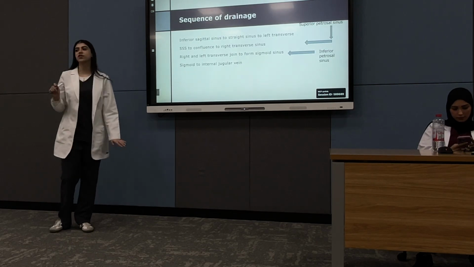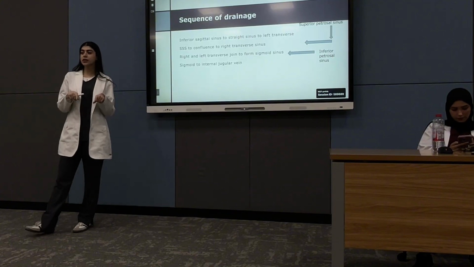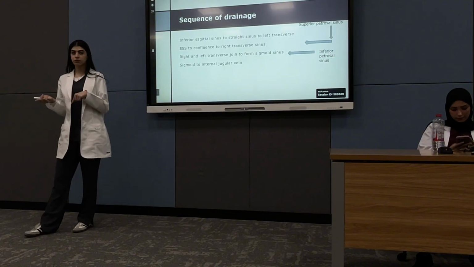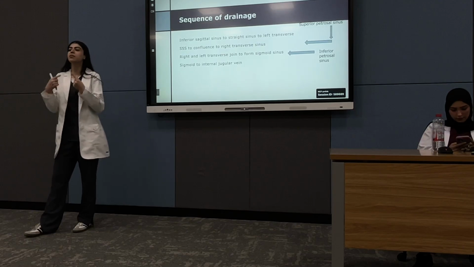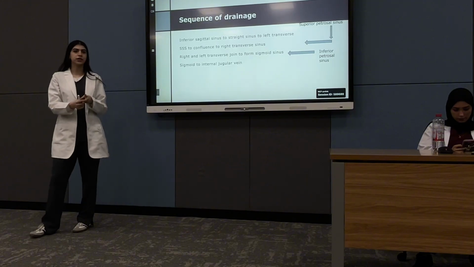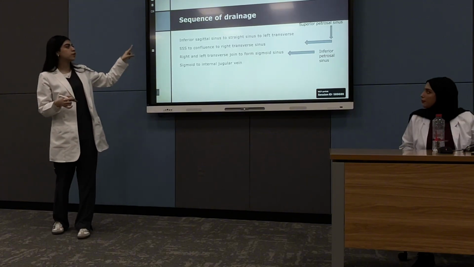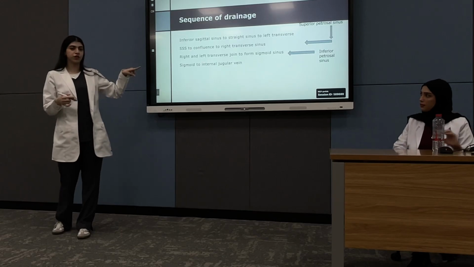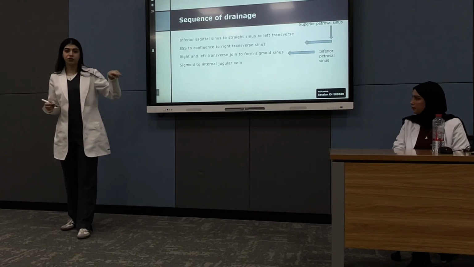Okay, the sequence of drainage. Now we started in the beginning. I told you the superior sagittal sinus will drain into the right transverse. Inferior sagittal sinus will become the straight sinus, and then the left transverse. So as I said here, inferior sagittal will go to the straight and become the left transverse. The superior sagittal will go to the confluence and then become the right transverse sinus.